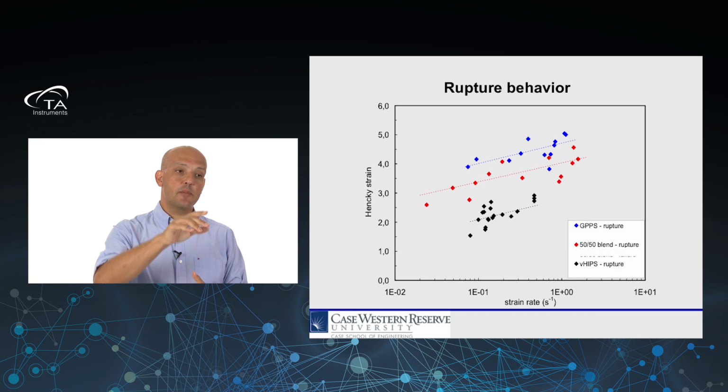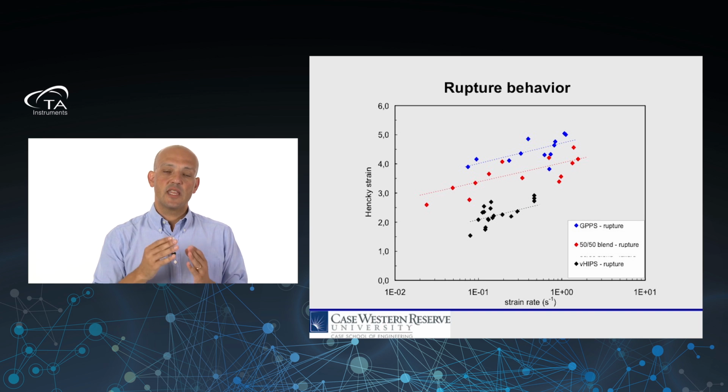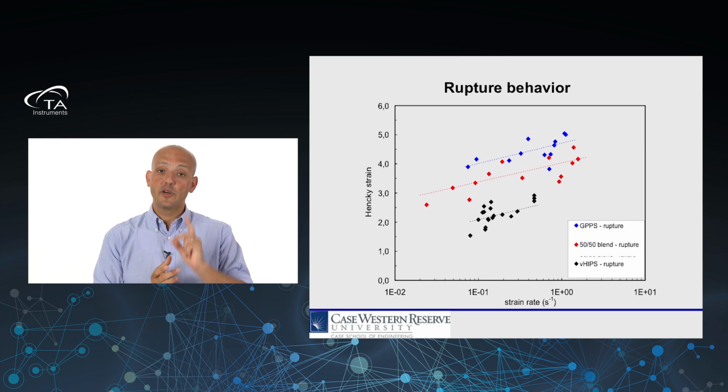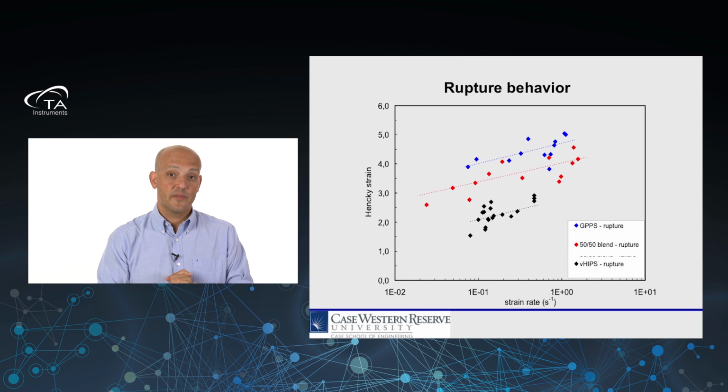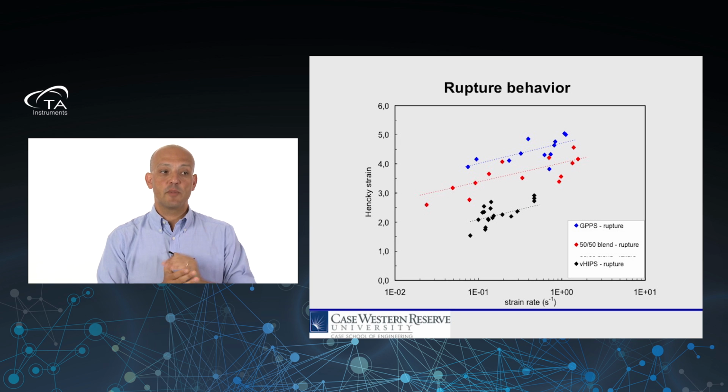You can see that typically the two curves are parallel to each other, and the maximum Hencky strain of the red is about 1 unit lower than that of the blue, which means that the blend is about 3 times less stretchable than the general purpose material. But if you look at the black diamonds now, the high impact polystyrene, much, much lower.